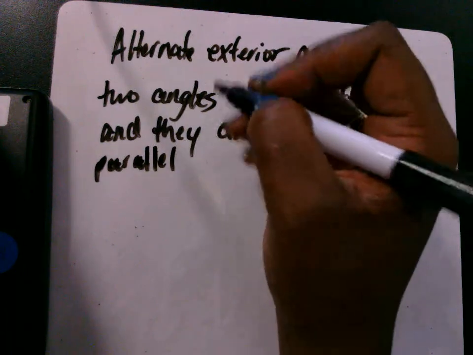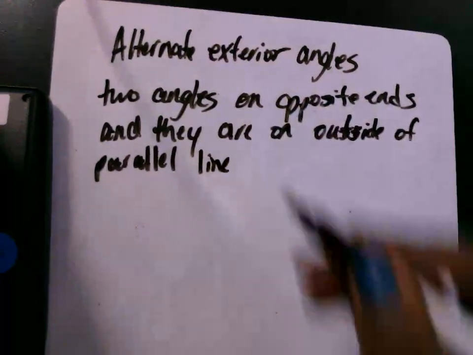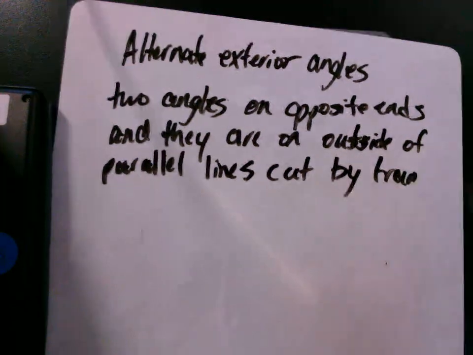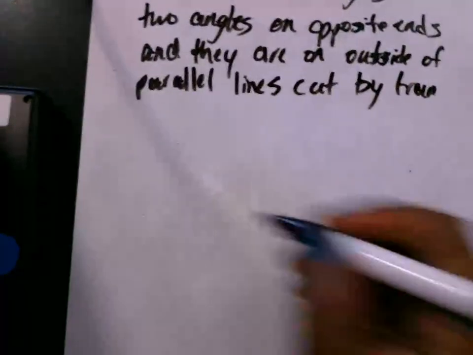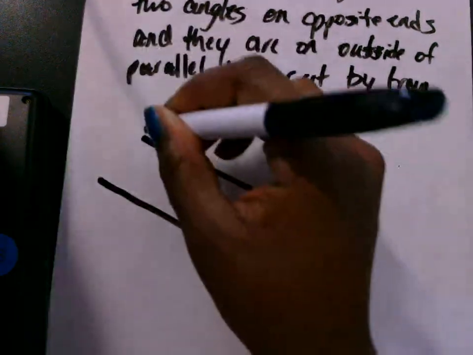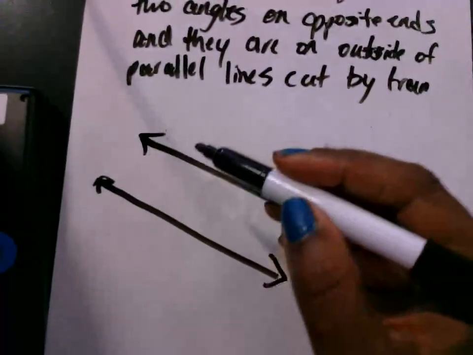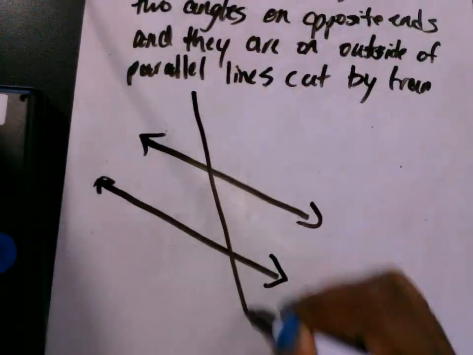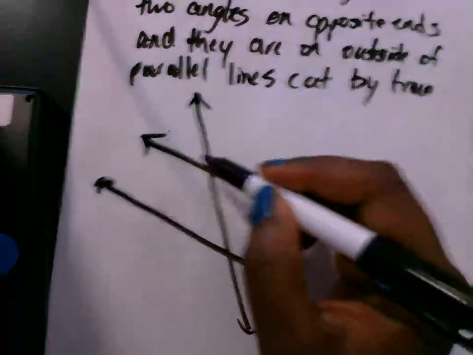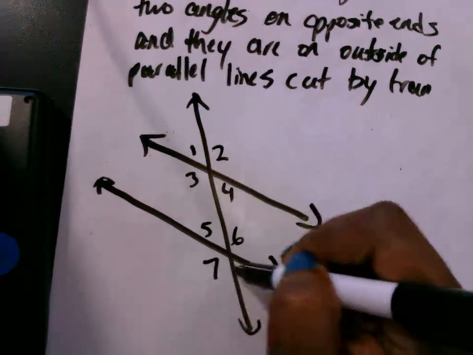All right, so let's look at this. You got two parallel lines. Let's make our parallel lines go this way, cut by a transversal. Let's make the transversal line go this way. So we got 1, 2, 3, 4, 5, 6, 7, and 8.